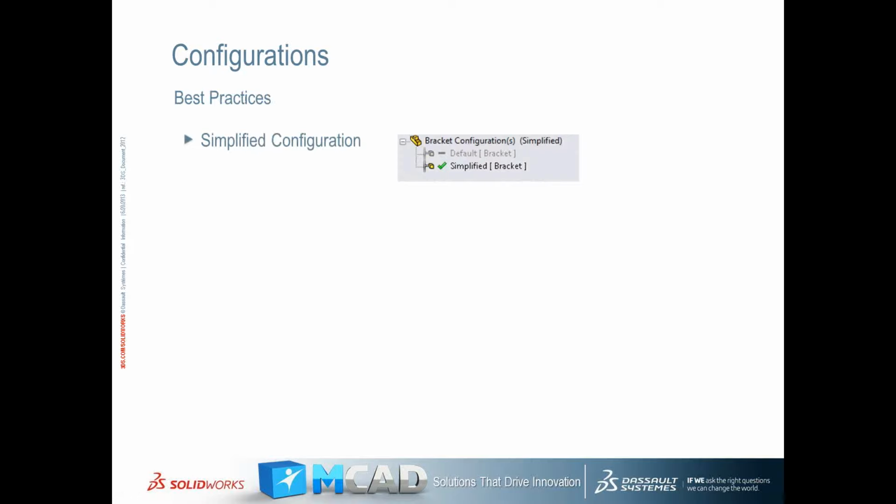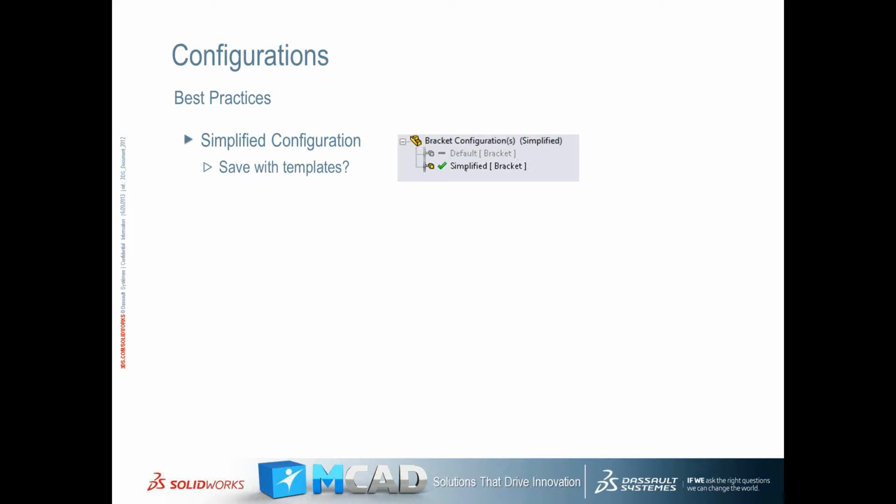So best practices with configurations here. I suggest creating simplified versions of components. And one way to keep it consistent is to save it with the template. So, in a previous life, I used to create a template that had a default configuration and a simplified configuration. And the reason for doing it in the template is that way my names are consistent. So I always have a configuration here called simplified.